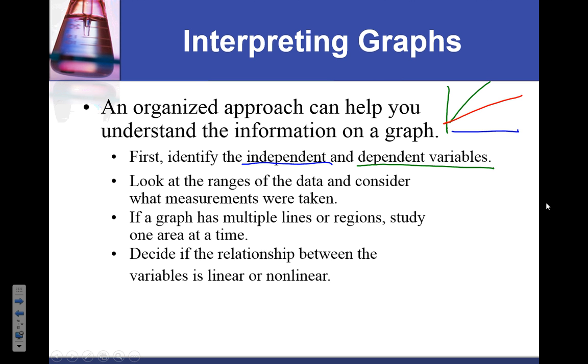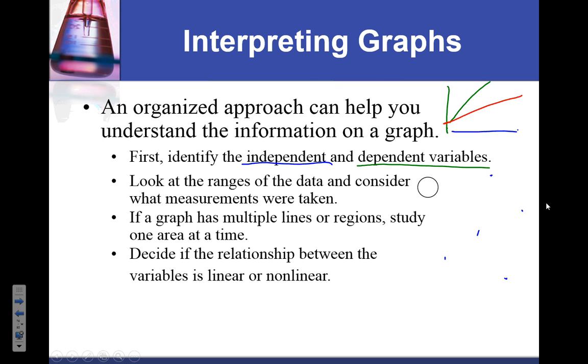Now, one of the things you should also be able to do is decide if the relationship between the variables is linear or nonlinear. So when we graph our points, do you see that it follows a straight line, or are they scattered all over the place? And when we just put our points on the graph, that's known as a scatter plot. And when we look at that scatter plot, if the points seem to be following a relatively straight line, then we would know we have a linear relationship. If our points are just all over the place, then we would have what would be considered a nonlinear relationship.